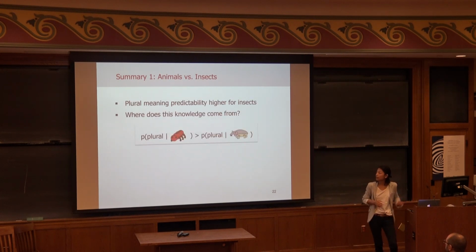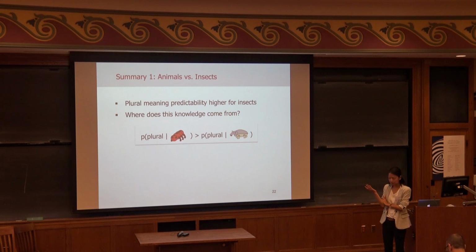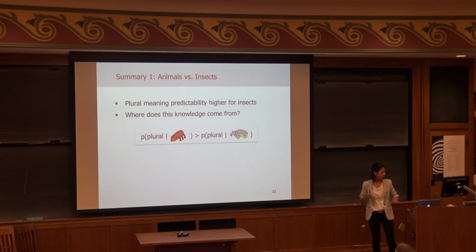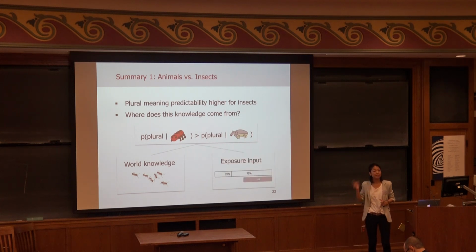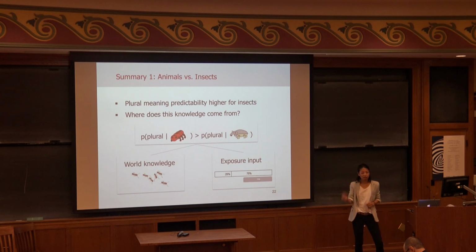And we started thinking, okay, where does this plural meaning predictability actually come from? In the first experiment, there were at least two different sources. One is that it might be just their world knowledge. As I said, you know that some things appear as multiples more often, and our characters look like real world insects, so maybe it's a transfer of knowledge. The other source is the exposure input. We explicitly manipulated how often you see singletons versus multiples.